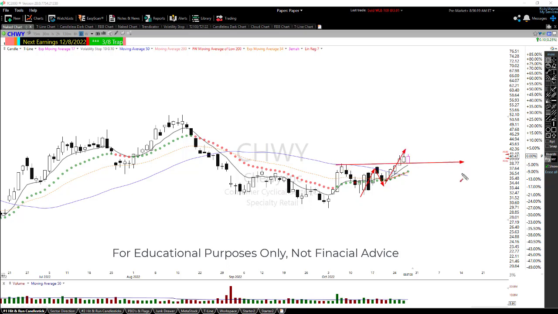That's a bullish chart setup. Price, in Chewy's case, is above the 50-period moving average, the Trendicator, the T-line, 3/8 trap. So now, what else are you going to ask for? And it's okay. Kyle may say, well, I want something else. And if you do, then fine, put it on the chart.